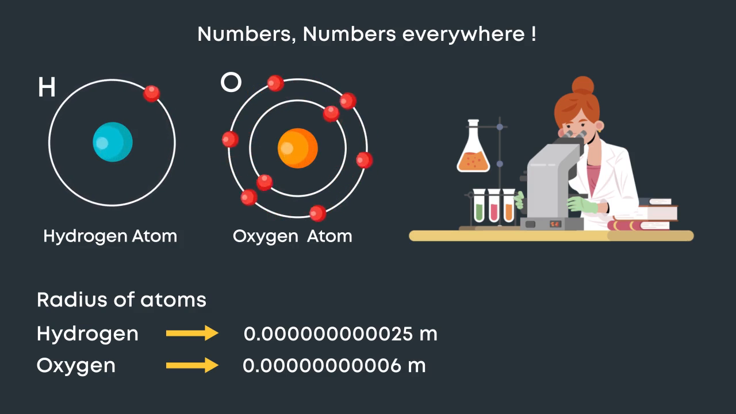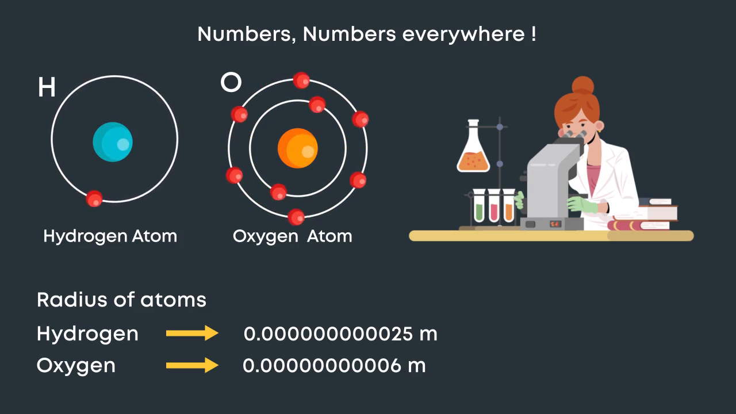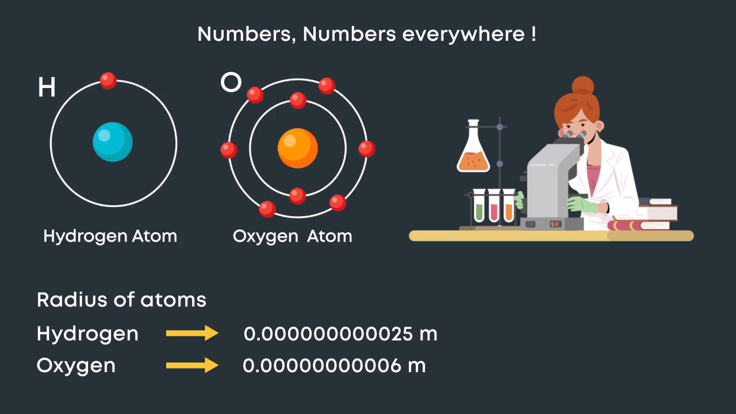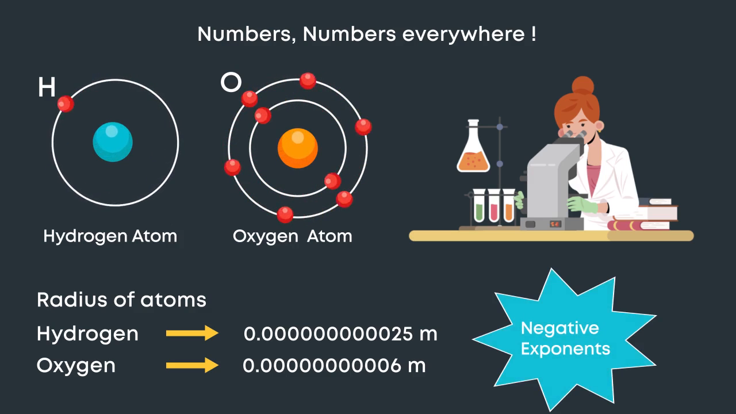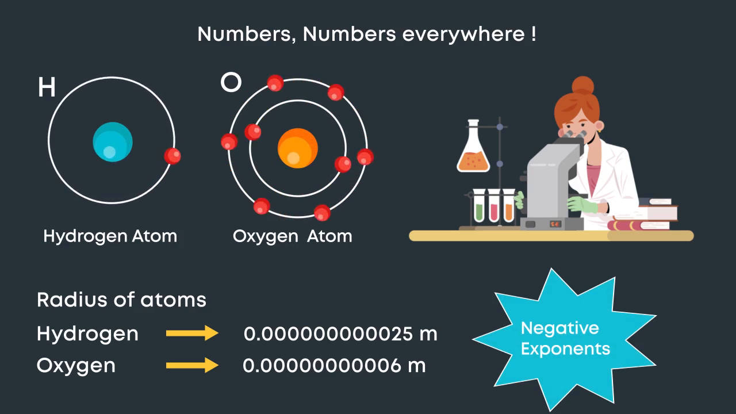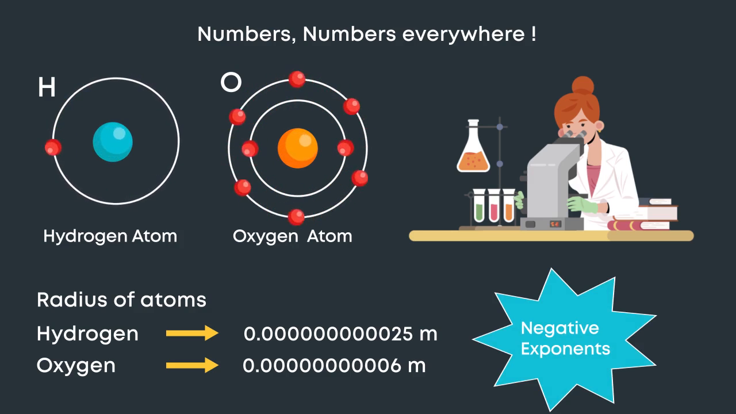These are very small numbers. Just like very large numbers, even these numbers can be written in the standard form. We use negative exponents for the same, which we will learn in detail in this chapter.